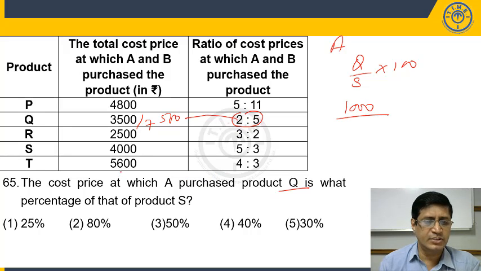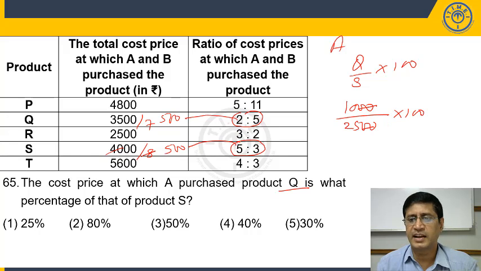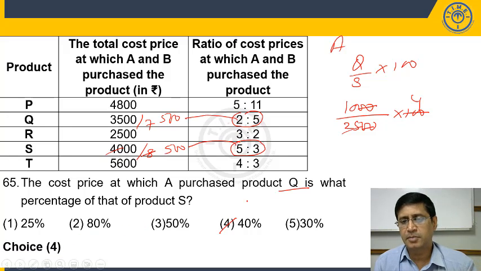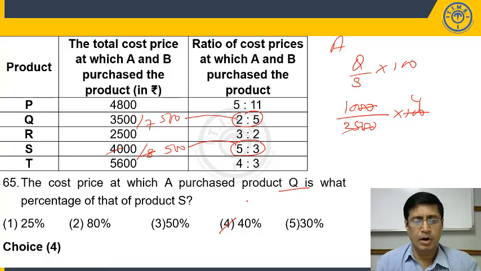And what about the S value? The sum of the ratios is equal to 8. Divide 4,000 by 8, it goes exactly 5 times. 500 into 5 is 2,500. So 1,000 by 2,500 into 100. Now solving this, zeros cancel. 25 goes exactly 4 times in 100. So the product of these two numbers is 40%. 40% is option number 4.